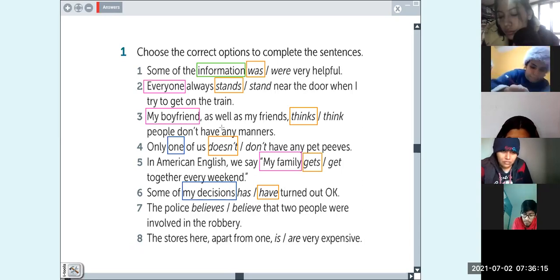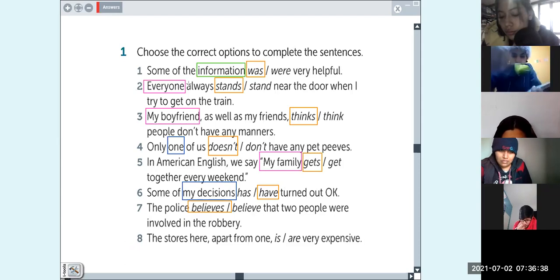Number 7. The police believes or believe that 2 people were involved in the robbery. Believes. Why? It's a collective noun. Collective. Very good. It's a collective noun because we have a group of people here in police, right?